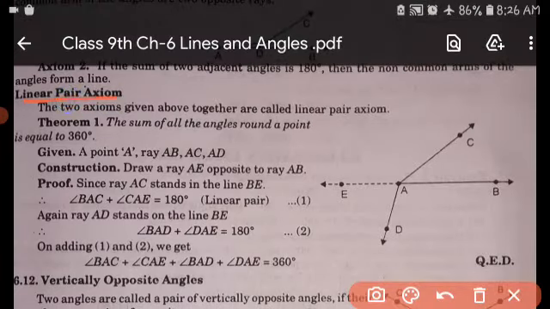Linear pair axiom. The two angles given together are called a linear pair, whose sum is 180 degrees. And the sum of all angles around a point is 360 degrees.